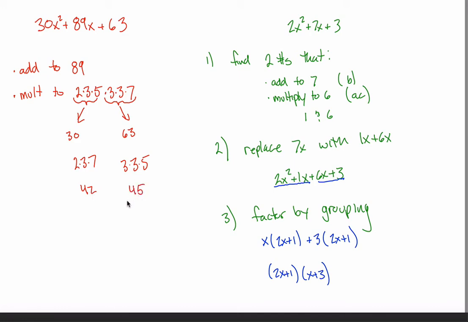We don't even have to worry about multiplying them because we know they multiply to the same thing, because we're taking the exact same parts. All we've got to do is add them up. And 42, 45, that's 87.